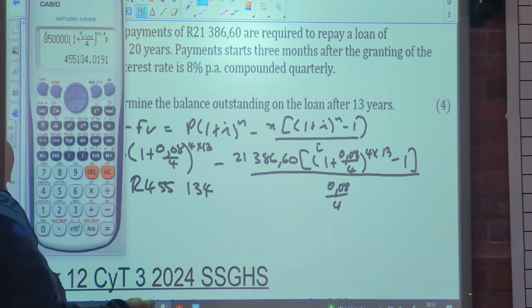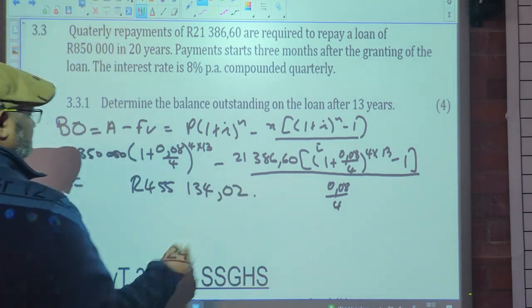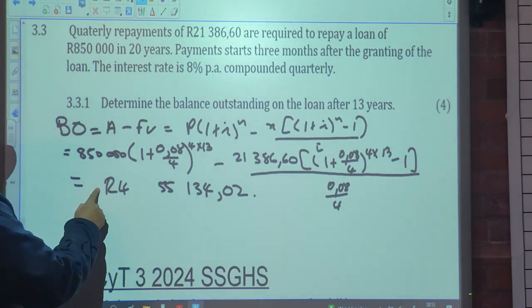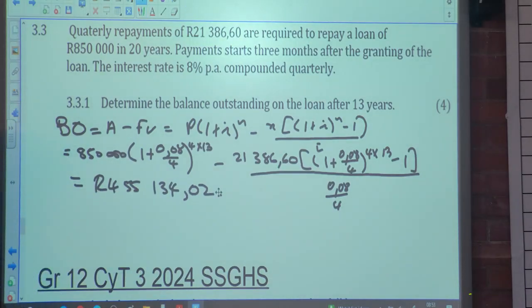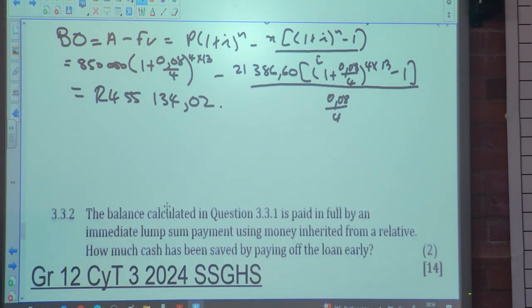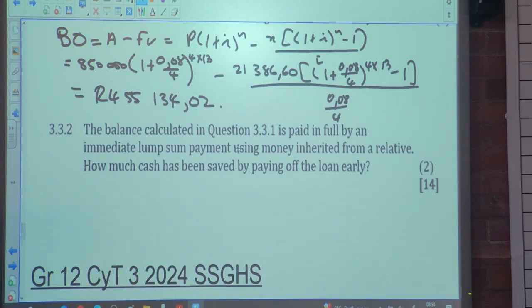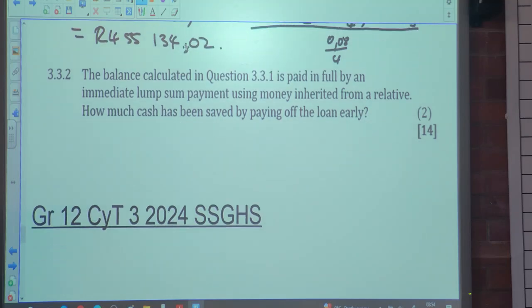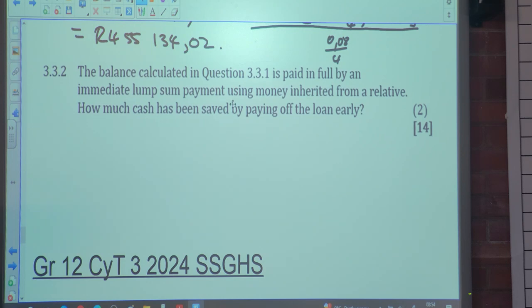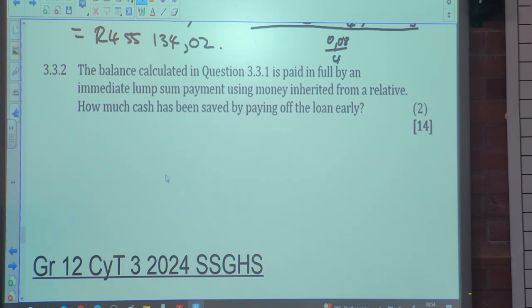455,134 rand and 2 cents. Okay. Then we are told the balance in question 3.3.1, which is this total here, is paid in full by immediate lump sum payment using money inherited from a relative. I also want you to be familiar with this, people. How much cash has been saved by paying the loan off earlier?